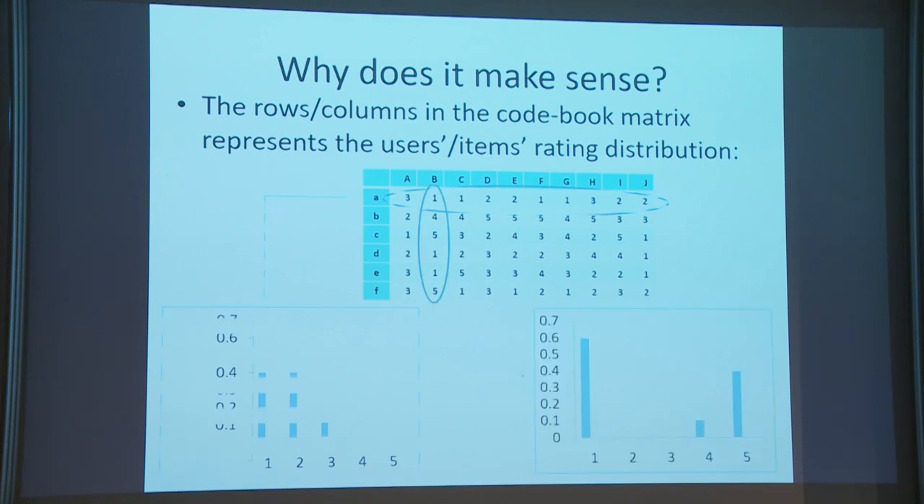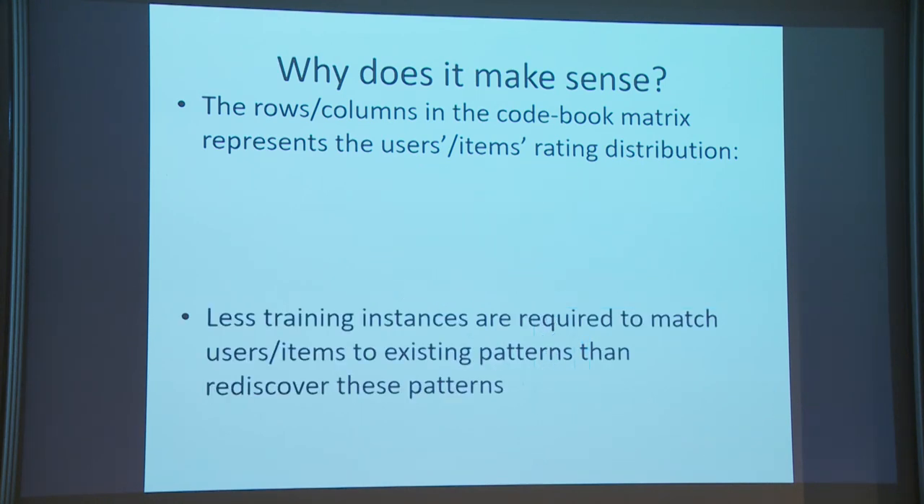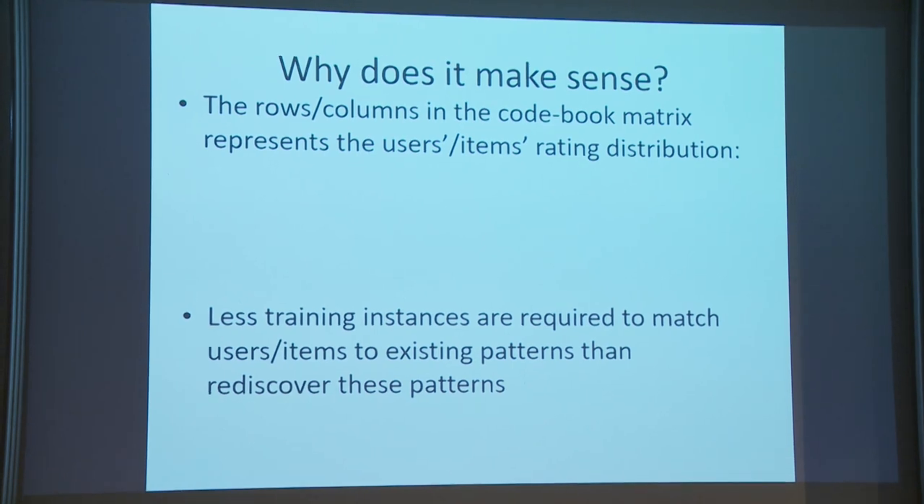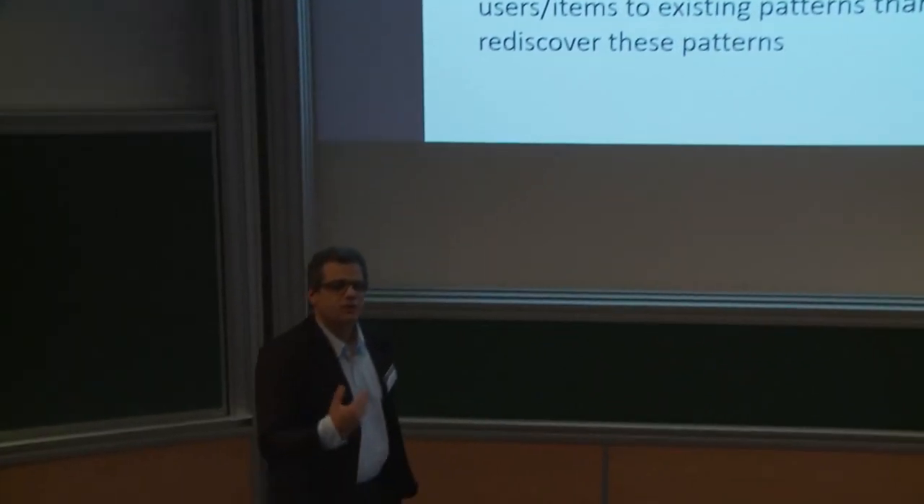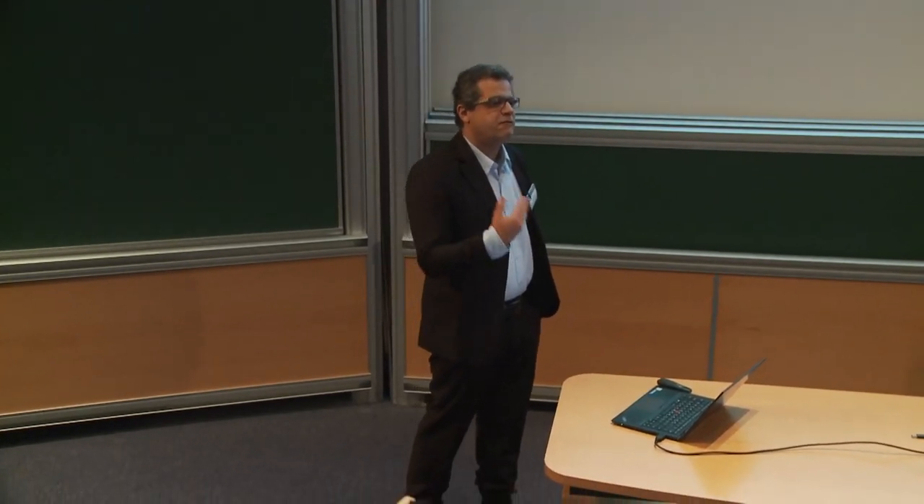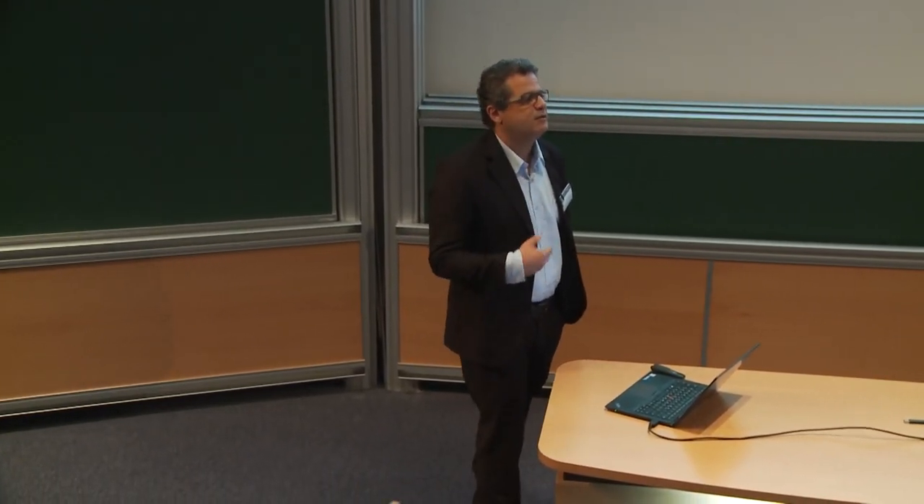Or if you are looking at a certain item, what can we say about that item? That we are talking about controversial items. Sometimes people like that item, and other people really dislike it. Again, this is a type of pattern that can be found in different domains. So the idea of codebook transfer is that you need less data to reuse existing patterns than to discover them from scratch.